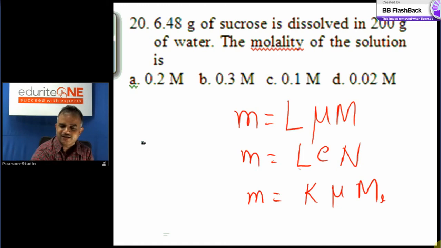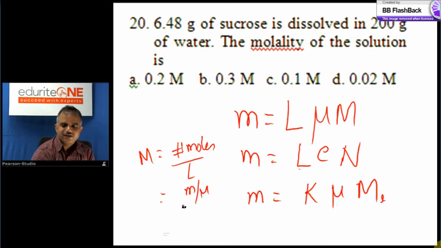Not a big deal. You know that molarity is defined as number of moles by liter. How to get this formula also I can tell you. It's very simple. Number of moles is what? Mass by molecular mass. So now cross multiply, you have got it.